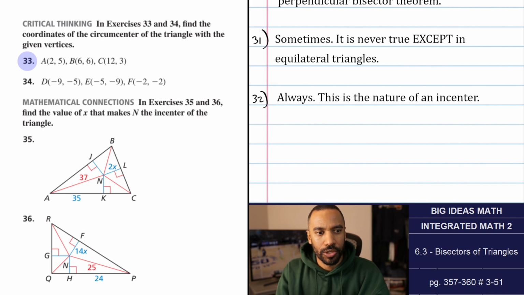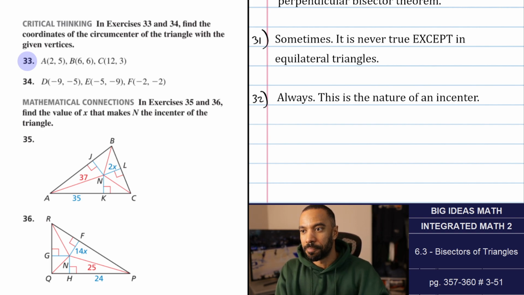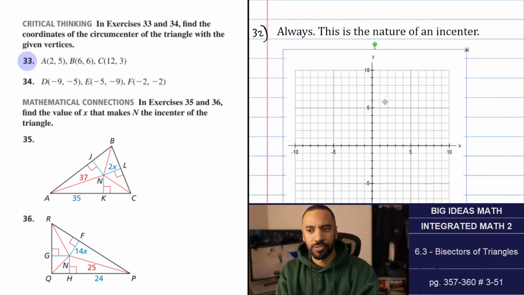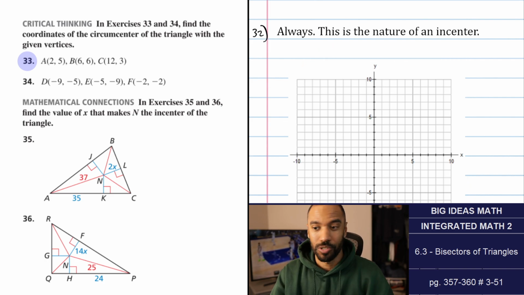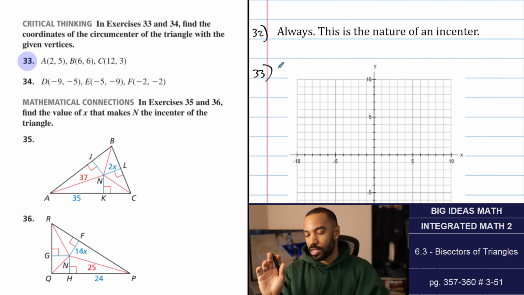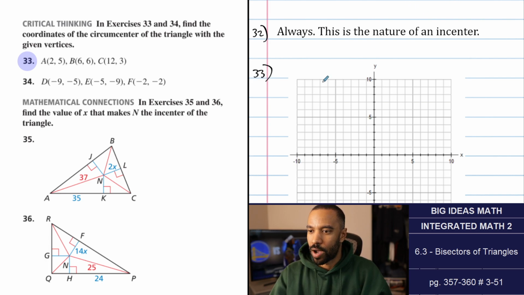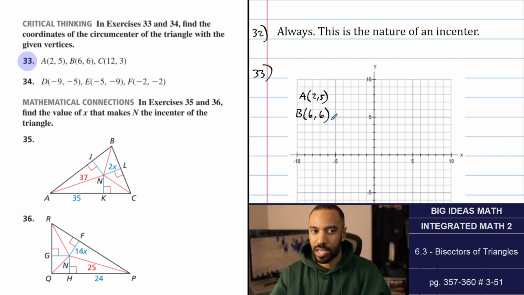Number 33 and 34. Find the coordinates of the circumcenter of the triangle with the given vertices. So we did circumcenters before with these, right? So we're looking back at graphs. Honestly, I'd rather do graphs than compass construction, but maybe these are going to be a little more challenging. So these are all in the first quadrant. A is at 2, 5. B is at 6, 6. And C is at 12, 3.